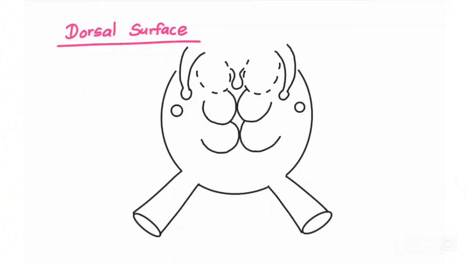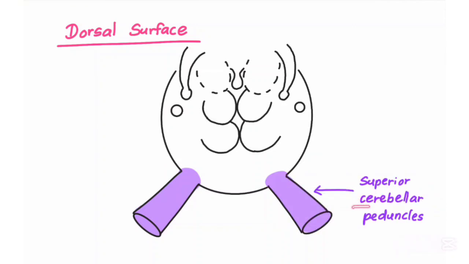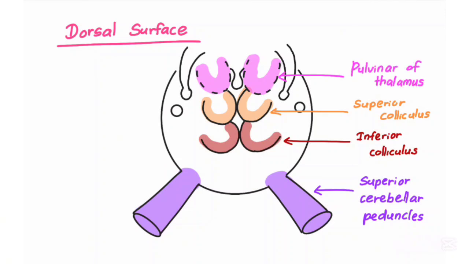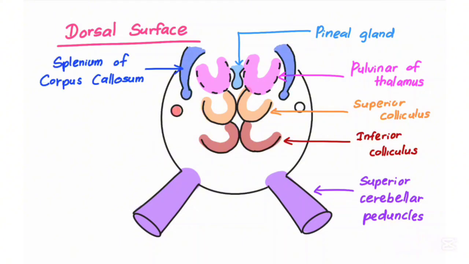Here's a rough sketch of the dorsal surface, and in purple color you can see the superior cerebellar peduncles, not cerebral, here is the cerebellar, and here are the superior colliculus and inferior colliculus. This is the pulvinar of the thalamus, and it overlaps the superior colliculus, and in between these two pulvinars the pineal gland is present, and at the sides the splenium of the corpus callosum is present, and also here's the medial geniculate body.